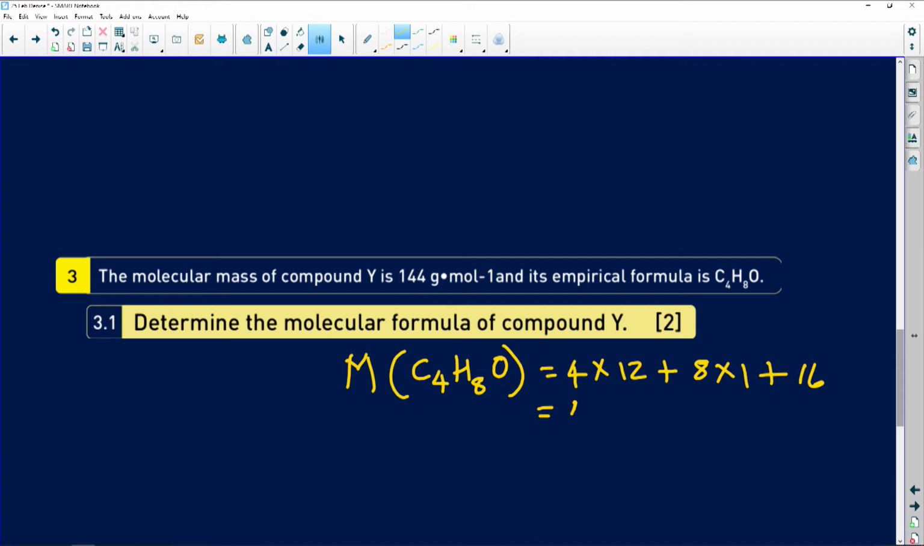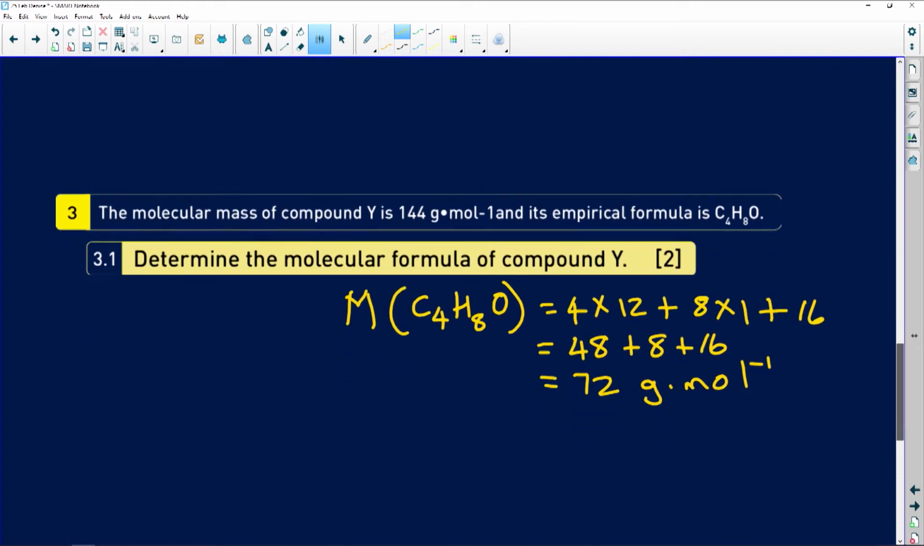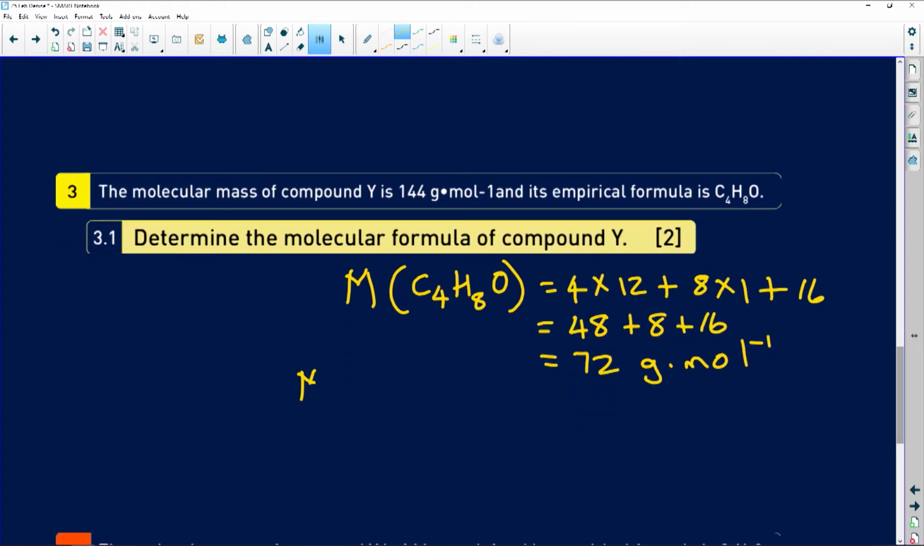So 4 times 12 is 48, plus 8, plus 16. If I add that all together, I'm going to get 72. You can double check me at home on your calculator. So 72 grams per mole. Now we compare the molecular mass of the empirical formula to the actual mass of compound Y. They said the mass of Y was 144. So this was 144, and this is 72.